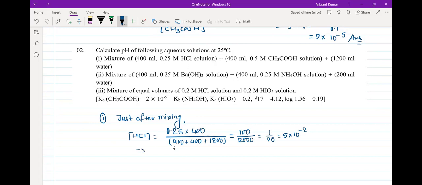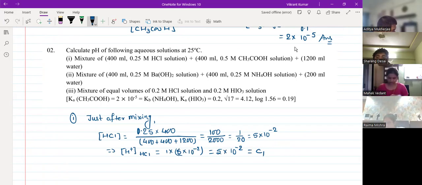And that's why H plus from HCl will become 1 times, because each HCl is going to give you 1 H plus. If it was H2SO4, we would have had to double it. But right now it is HCl, so we'll be writing this much only. So that is coming 5 into 10 raised to minus 2 only, which we are calling C1. That's one part.